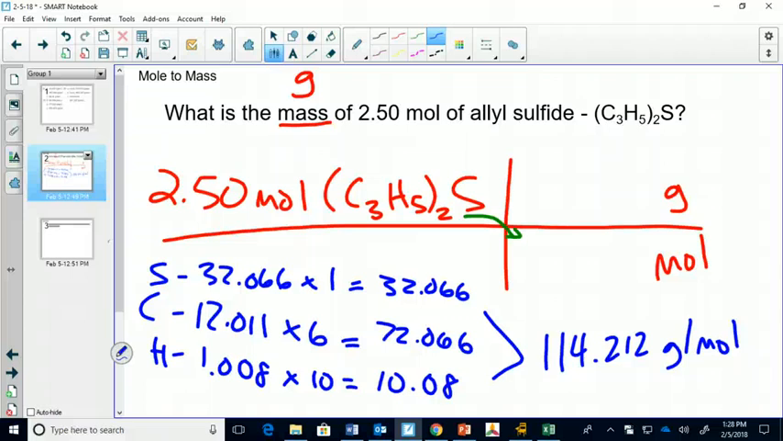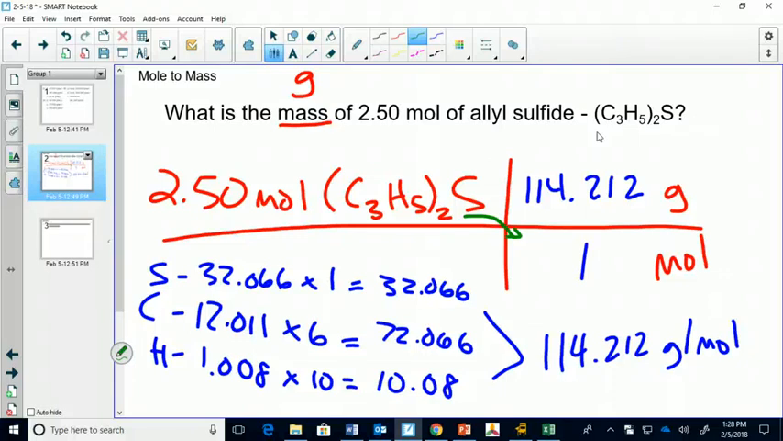Okay? So what do I put where in this skeleton? What do you think? 1 for the mole and 114.212. Because again, that's telling you how many grams are in 1 mole of something. And then we simply just multiply, right? 2.5 times 114.212. So my answer, when it says, what is the mass?